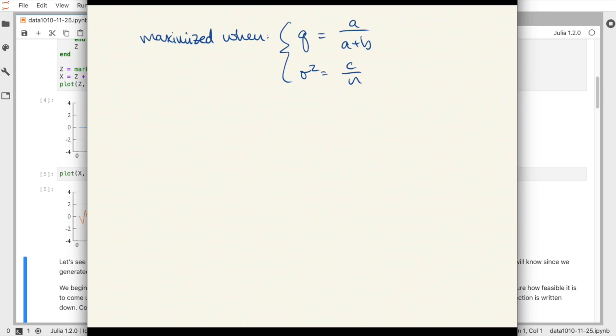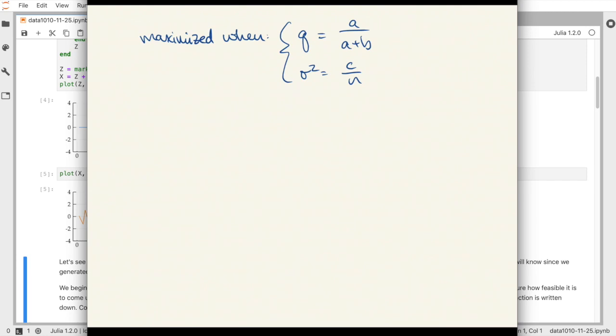So if we can estimate these quantities a, b, and c, this pair of formulas will give us our update rule for the expectation maximization algorithm. Because remember, the point was to find the parameter values that maximize the expected log likelihood. So let's take a look at these quantities a, b, and c and think about what they mean and how we might estimate them.